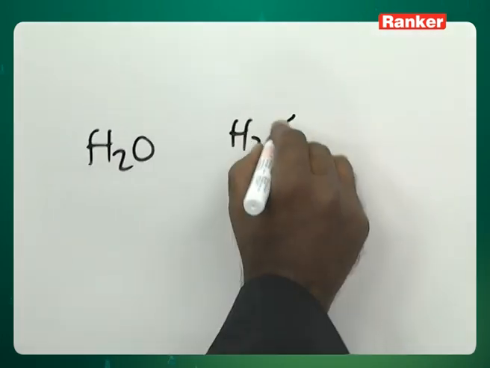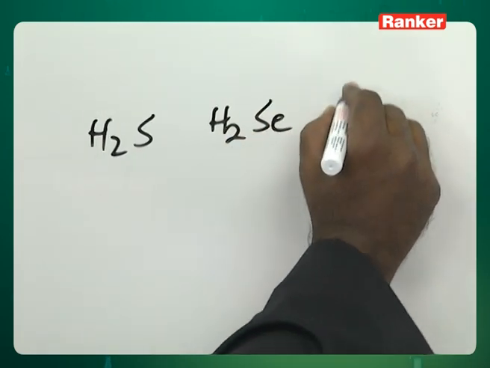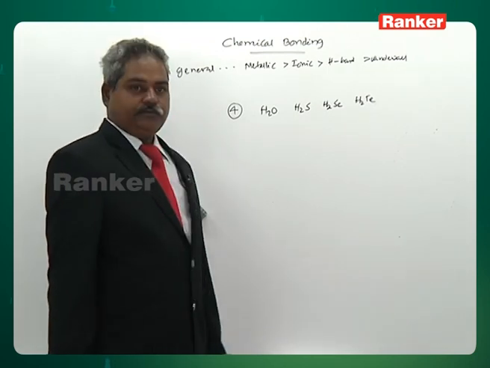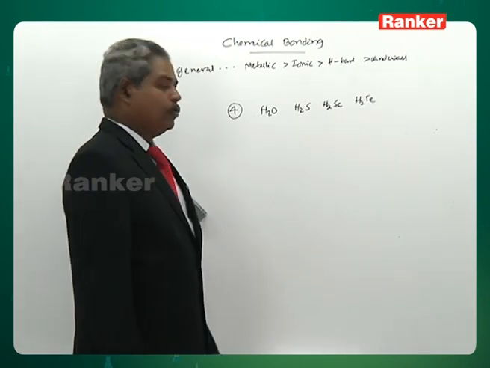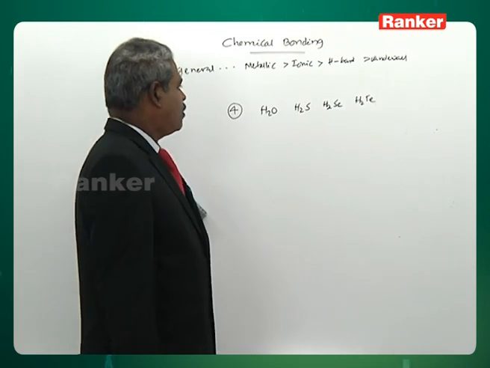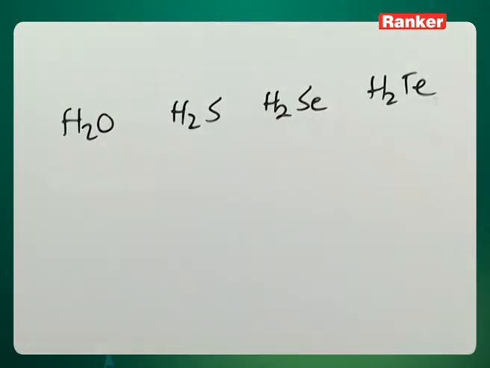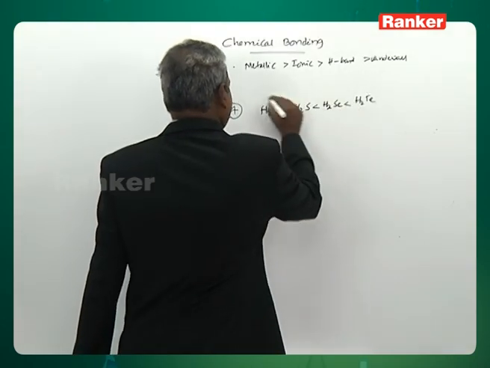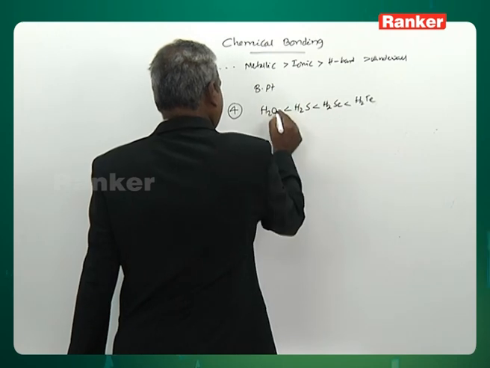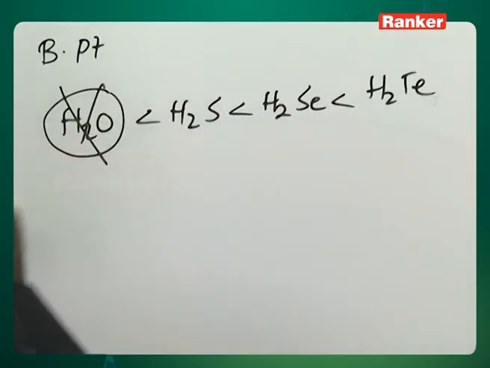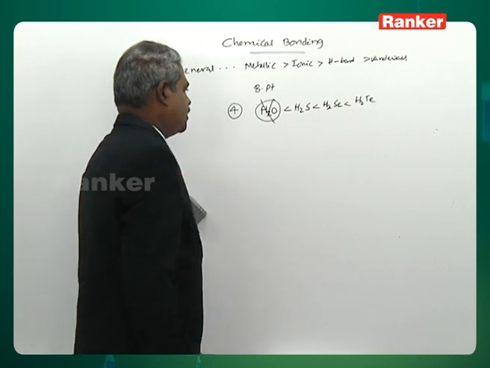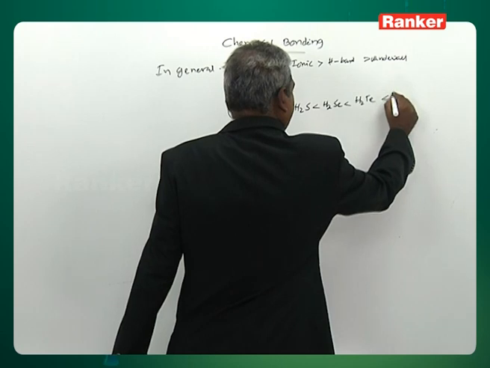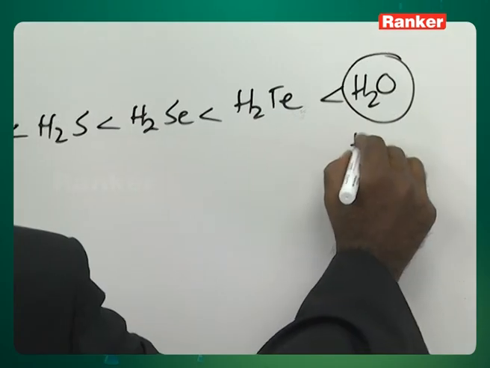H2O, H2S, H2Se, H2Te. What happens? Once again, are they metals? No. Are they ionic compounds? No. Are they hydrogen bonded? Yes. H2O has hydrogen bond. If you answer carelessly, this will be the order of boiling point. Why have I written H2O here? Because of its mass I have written here, lesser mass, but for H2O, the boiling point is highest because of hydrogen bond.